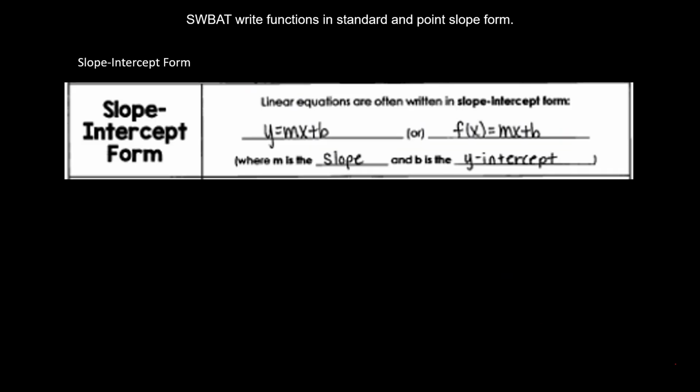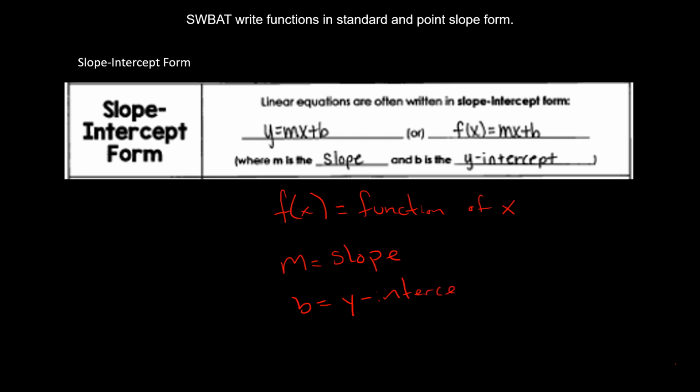So slope-intercept form, you guys know this typically as y equals mx plus b. Or in this class, we'll explore it more as f of x equals mx plus b. In other words, when we discuss f of x, we're talking about the function of x. And we'll discuss that more later. Well, we know that m is our slope and b is our y-intercept.